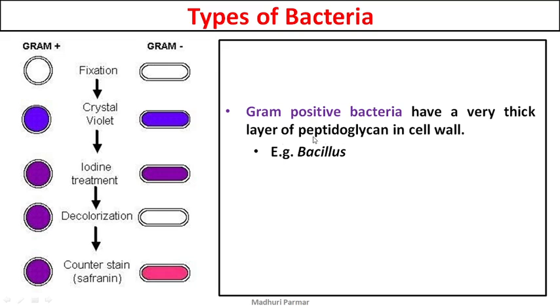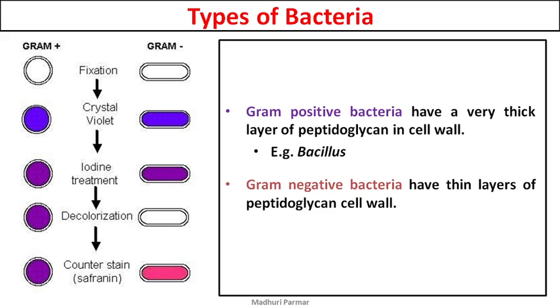Gram positive bacteria have a very thick peptidoglycan layer in the cell wall. So their cell wall is very thick. That is why they are called gram positive. We'll see why they are called gram positive. Just remember, positive meaning a lot of peptidoglycan and a very thick cell wall. Then you have gram negative bacteria. Gram negative bacteria have a very thin peptidoglycan layer or peptidoglycan cell wall. Clear? Now let us see why they are called gram positive and gram negative.